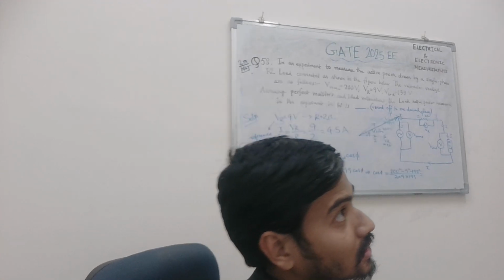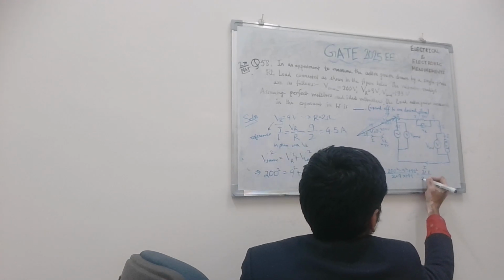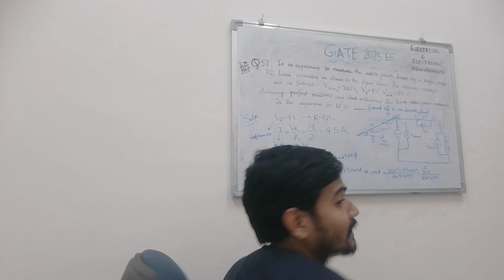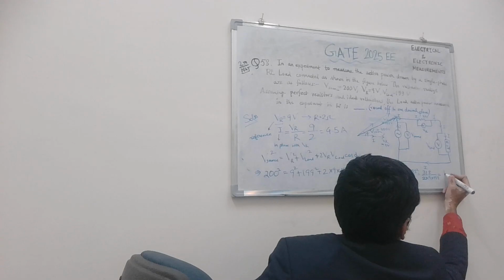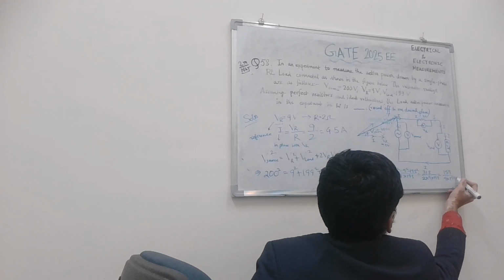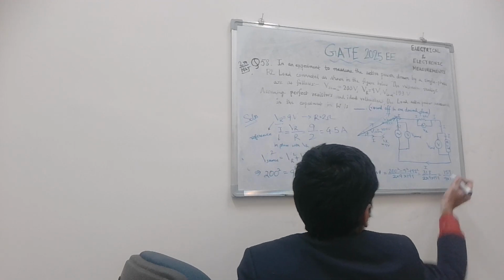So it will be 318. 318 by 2 into 9 into 199. We will not calculate this, as it will get cancelled later. So there is no need to calculate. So it will be 159 by 9 into 199. Right? This is cos phi.